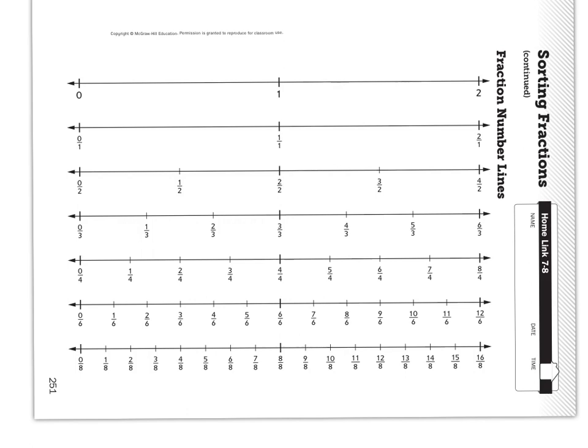And remember, this is the back side of the home link today. This is the one that has the different fraction number lines on it. This can be really helpful as you're trying to figure out the rules for the different activities that you're working on. This will help you identify different patterns as you sort the fractions. Good luck today.